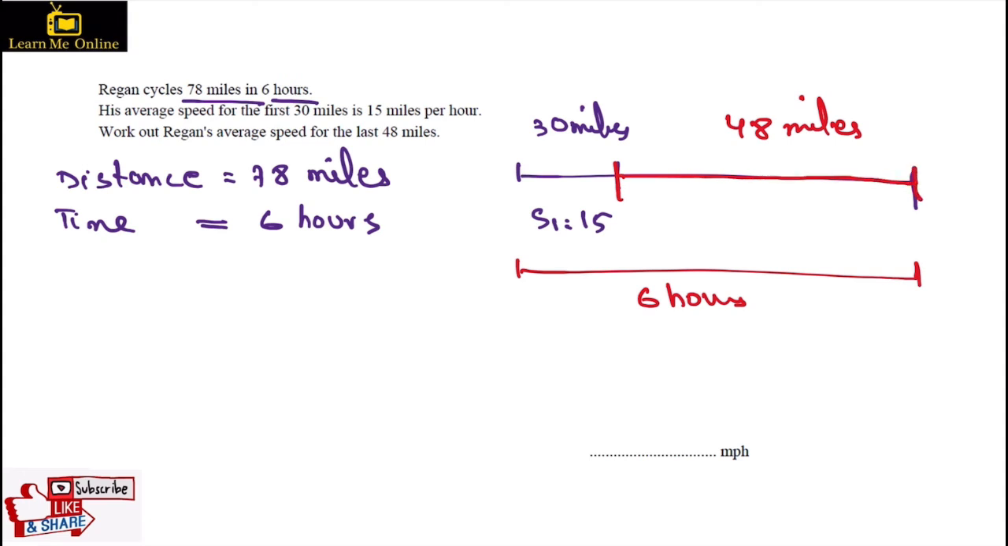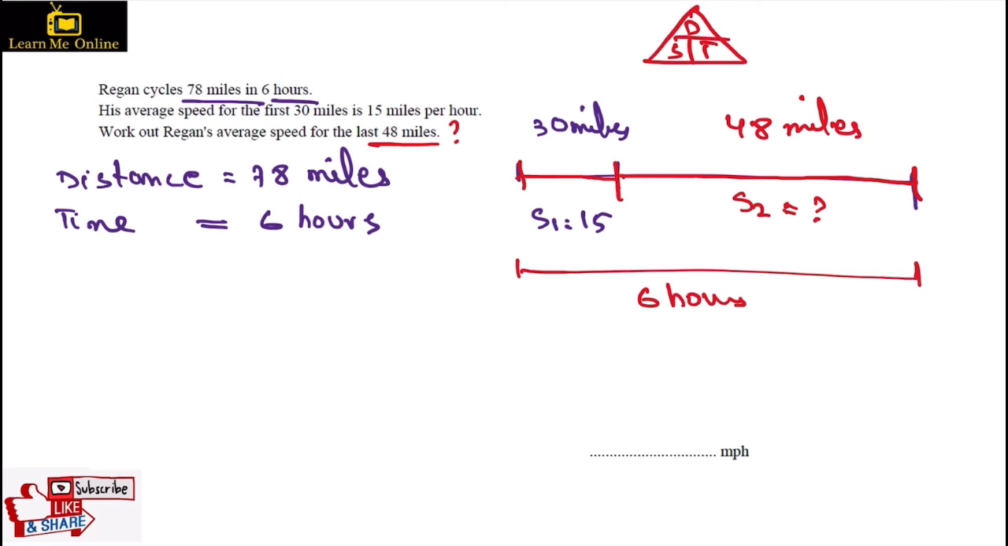Work out Reagan's average speed for the last 48 miles. So we are finding out the speed over here. So if I say this is S1, basically we are finding out how much is the S2. For the first part, what we have been given is the speed and the distance. I'm going to draw a triangle over here, which is the speed, distance, and time, and we can find out how much is the time.